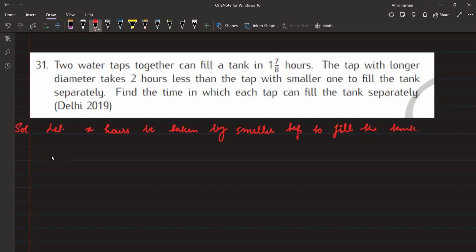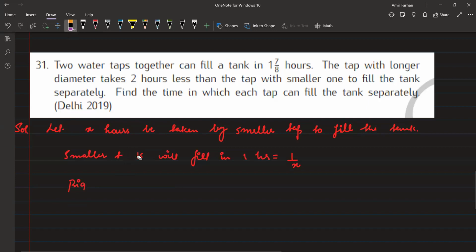Basically if the smaller tap completes in x hours, then in 1 hour how much of the tank will be filled? 1 by x. Very good. Plus 1 by x minus 2 is equal to 8 by 15. The smaller tap will fill in 1 hour, that is equal to 1 by x. Okay, and bigger tap, smaller tap, that would be the bigger tap.